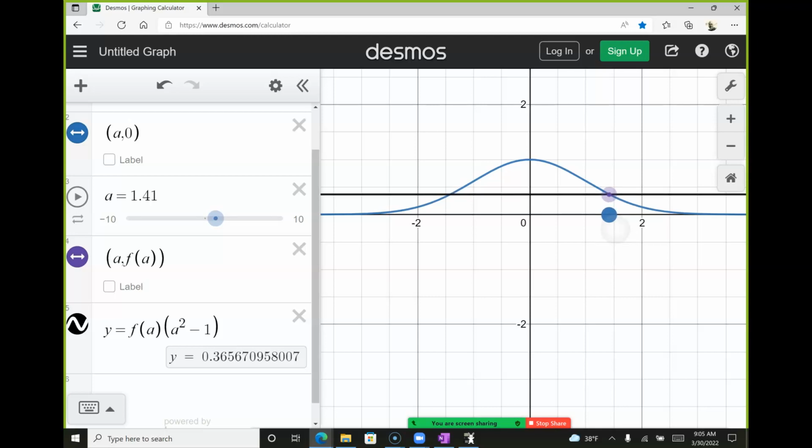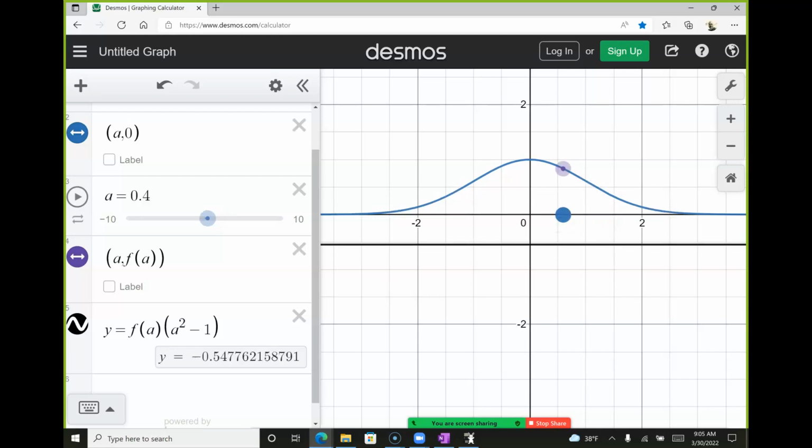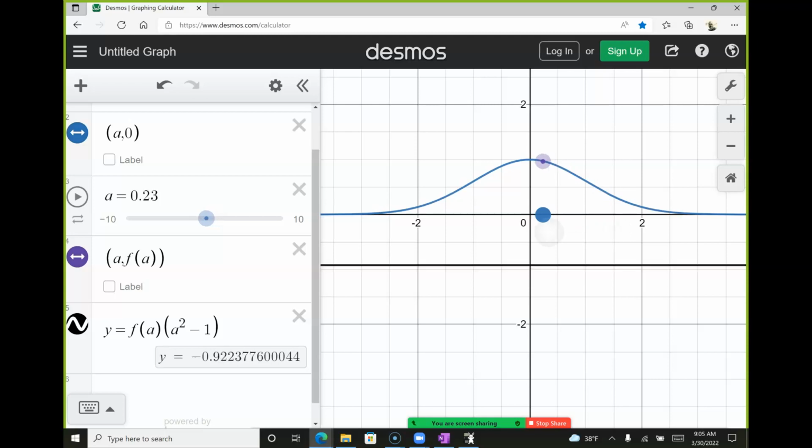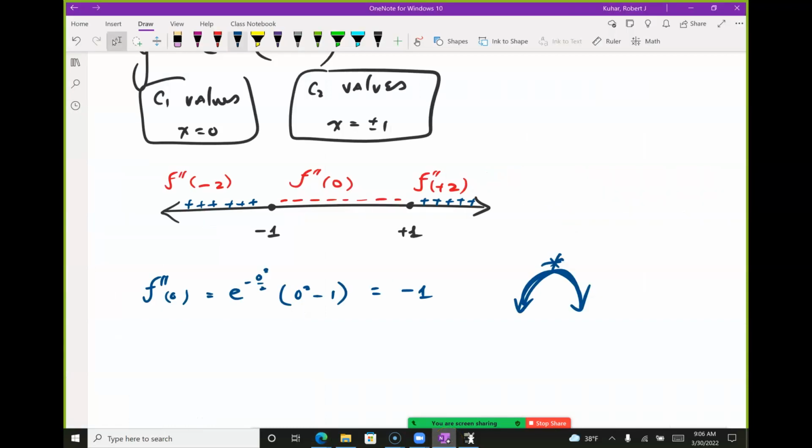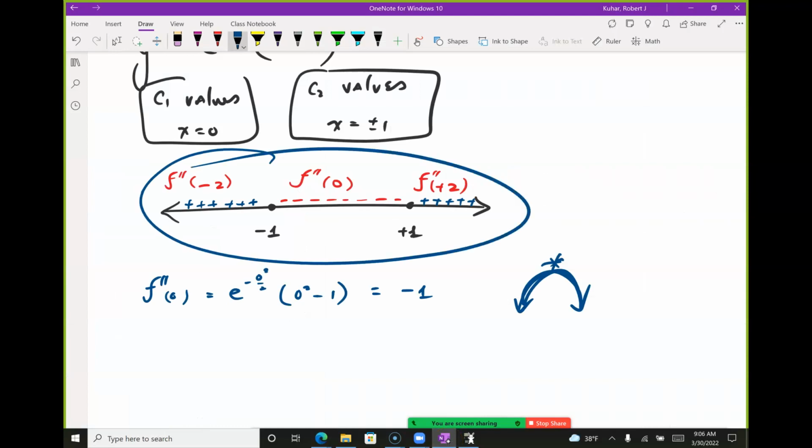So when that black line is above, I'm getting a positive. When the black line is below the x-axis, I'm getting a negative, right? So all of that is stated here, right? All of that is stated here. So that's what I'm doing. I'm picking anything left of, right of, and in between the criticals. Okay. Yes. Yeah. So I got to do a conclusion.